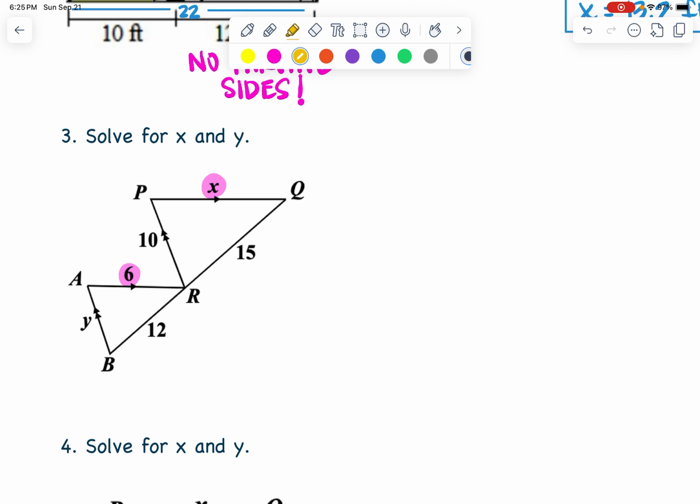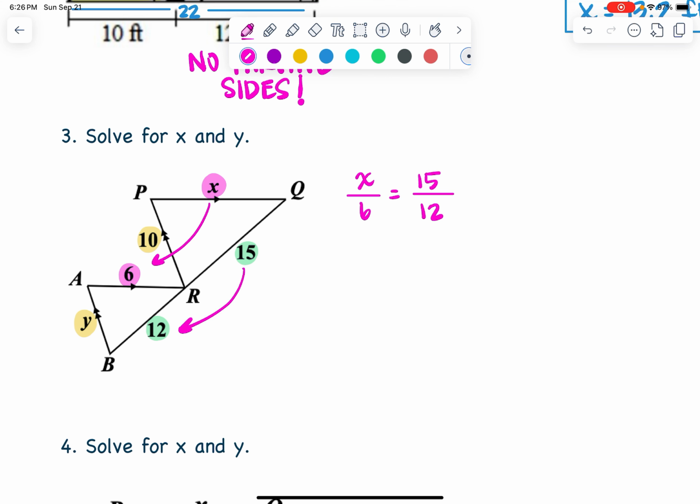Now, obviously, I don't want a proportion with an x and a y in it, and the y corresponds to 10, so I'm not going to use him. I'm going to have to use the 12 and the 15, right? So x is to 6 as 15 is to 12. Again, I don't care what order you put them in as long as you're consistent. X is to 6, 15 to 12.